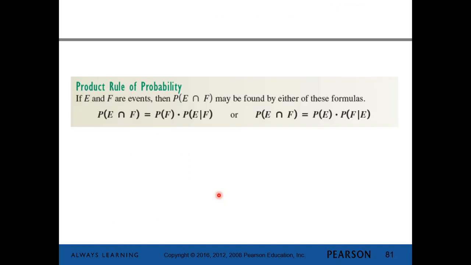Now this is the product rule, or what I call the multiplication rule. It stems directly from the definition of conditional probability. All we do is solve for the "and" piece. So the general multiplication rule is: the probability of E and F is equal to the probability of F times the probability of E given that F has already occurred. Or you can define it this way: the probability of E and F is the probability of E times the probability of F given that E has occurred.